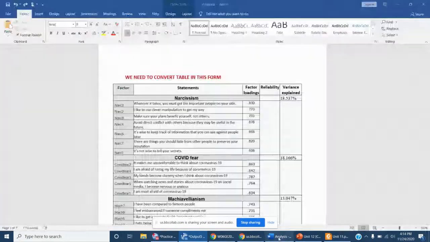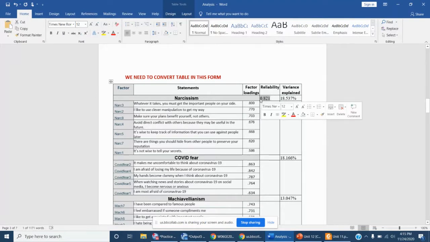So this is a table. This gives us Cronbach's alpha, and the value is 0.821. So we will write it here, 0.821. This is the value which we have extracted from our reliability analysis. This is a very good value. Why? Because this value needs to be greater than 0.6, and this is greater than 0.6. So this is a good number.